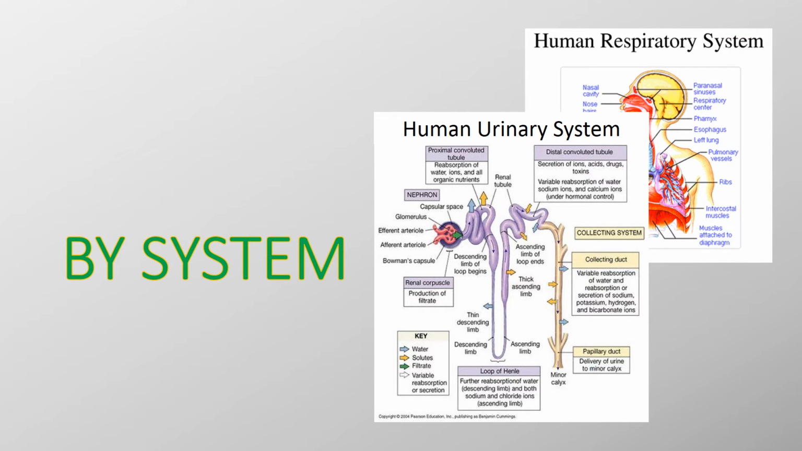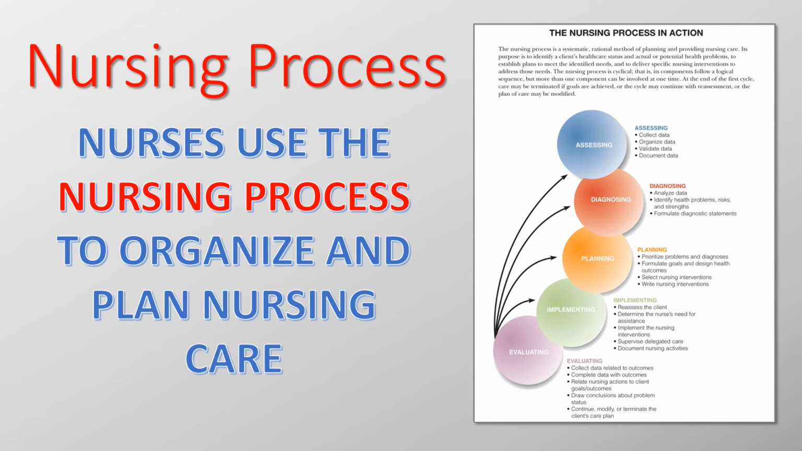Another option that you could approach is by system. That is, pick a physiological system to explore. Apply the nursing process when doing this. It can help you organize the steps to nursing care in each area. For example, with urinary elimination.